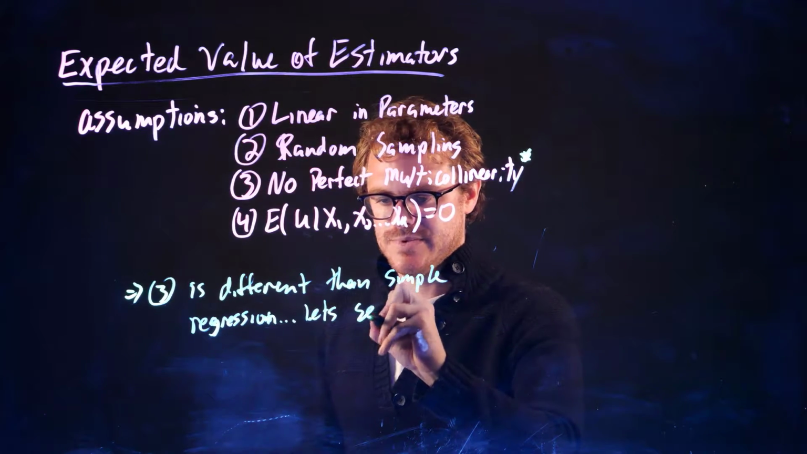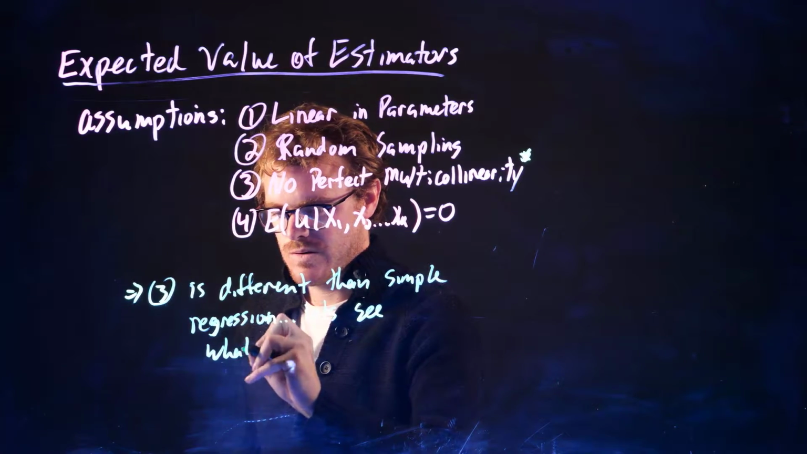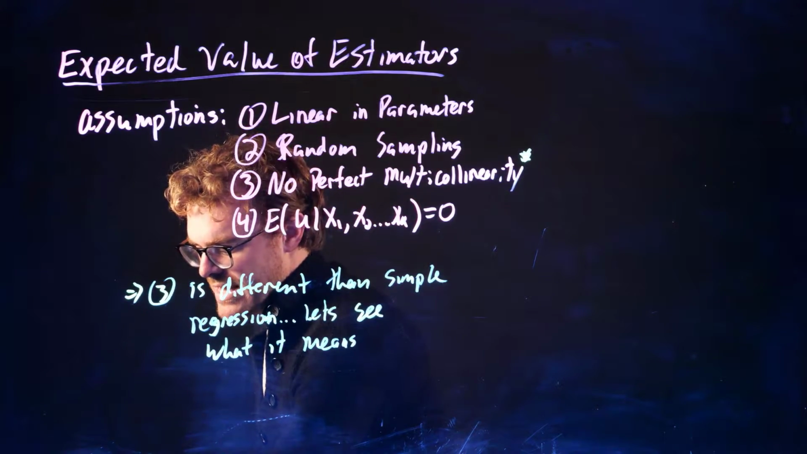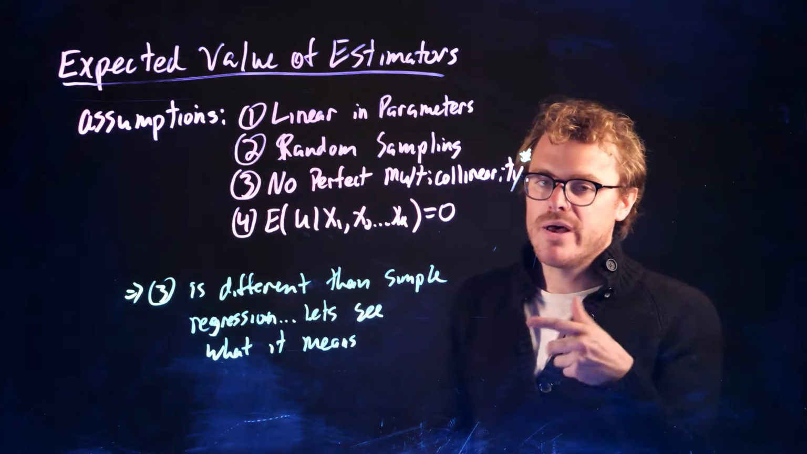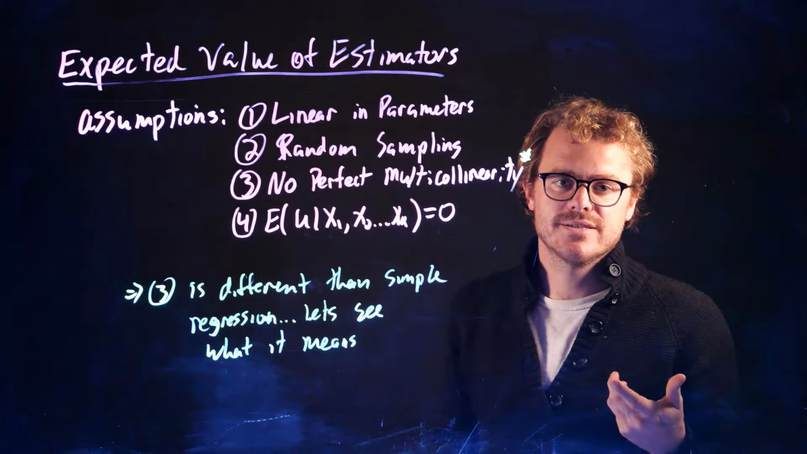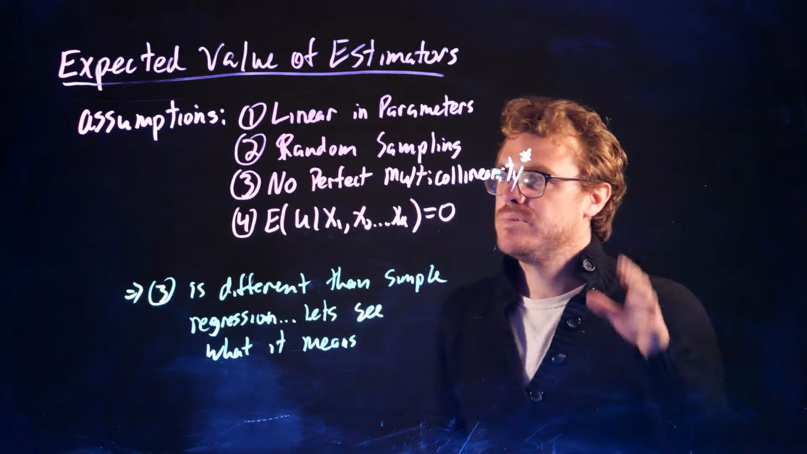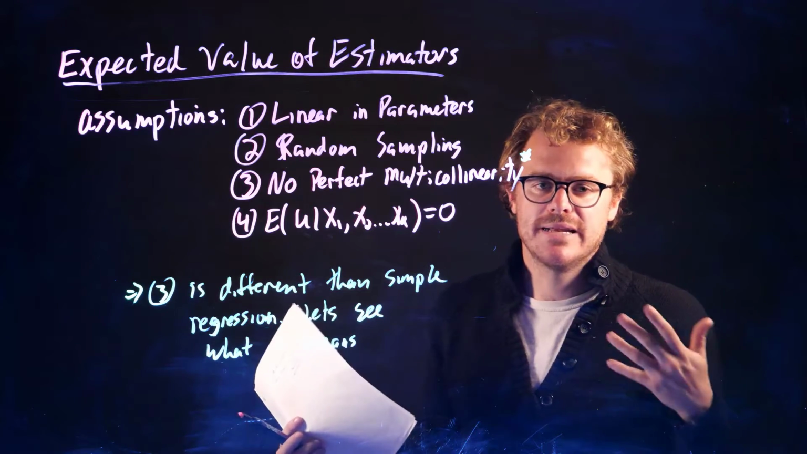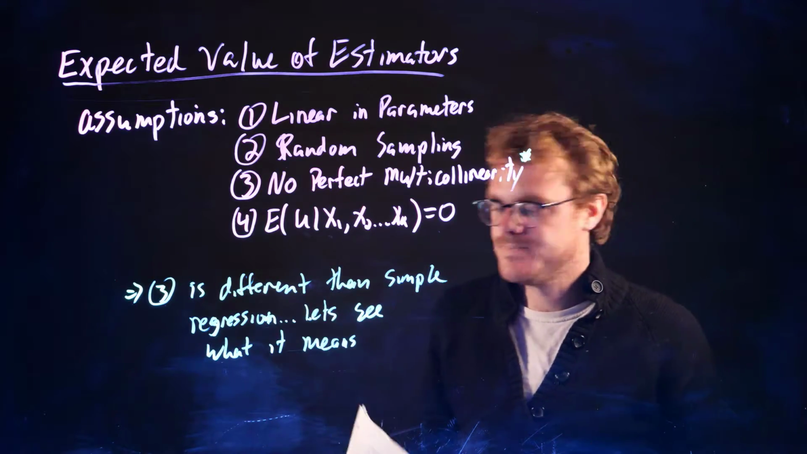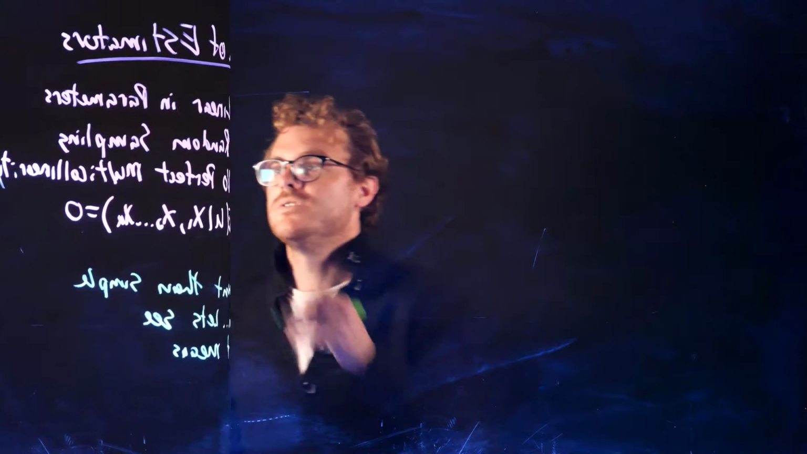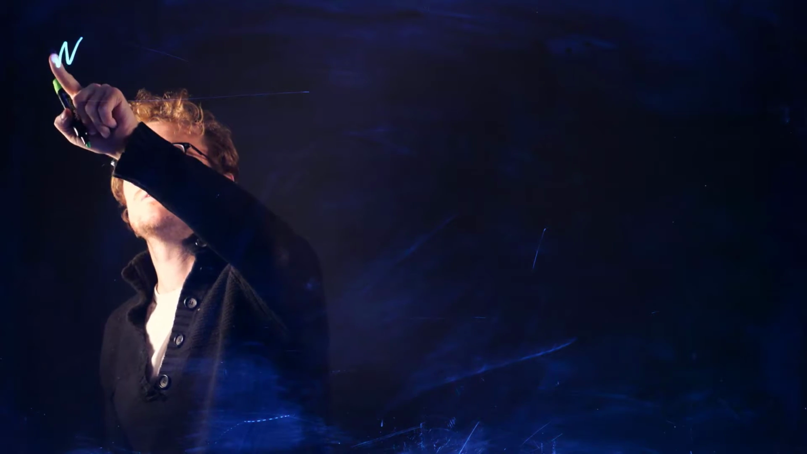Let's see what it means. I mean, essentially it means that one of our x's is not a linear combination of the other x's. But let's expand on that a little bit and look at maybe an example so we know what that means. So no perfect multicollinearity was that new assumption.